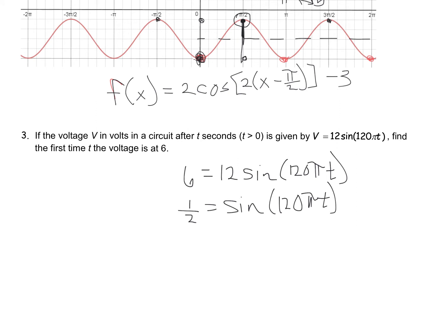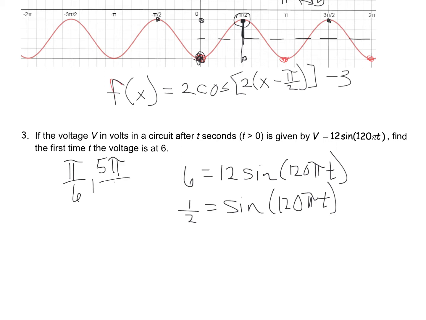Now, just like we did before, you can think of this as a theta. And if this is a theta, this is saying what angle, because we don't know what this is, has a y value of 1/2. And on the unit circle, the rotations that have a y value of 1/2 would be pi over 6 and 5 pi over 6.